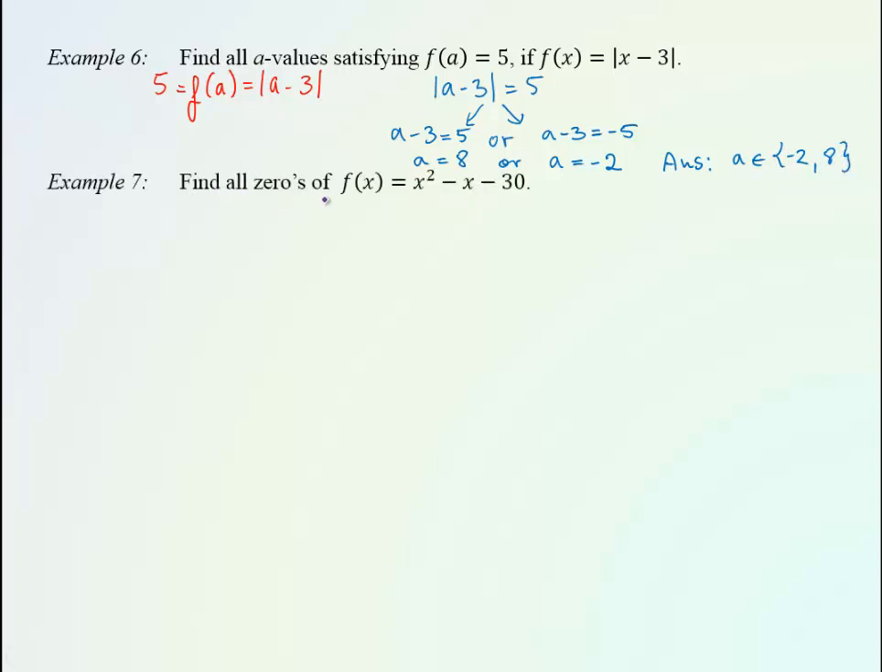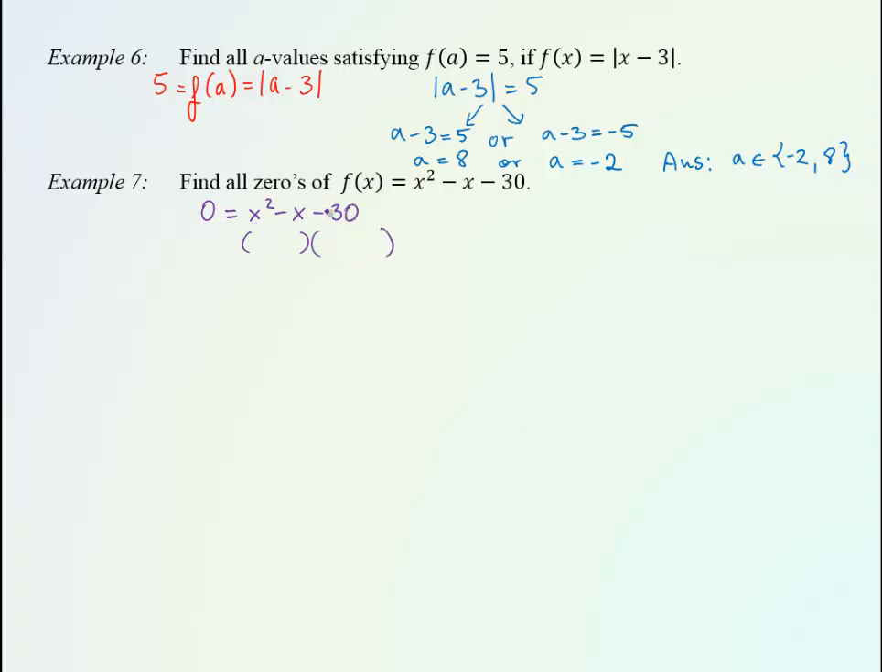This time we're asked to find all zeros of the specified function. Well, that means what kind of x will give me the value 0. So if we assume that f of x is 0, we really need to solve an equation of this kind: x squared minus x minus 30 is equal to 0. A polynomial equation like that we are solving by factoring. And here the factoring is not too difficult.